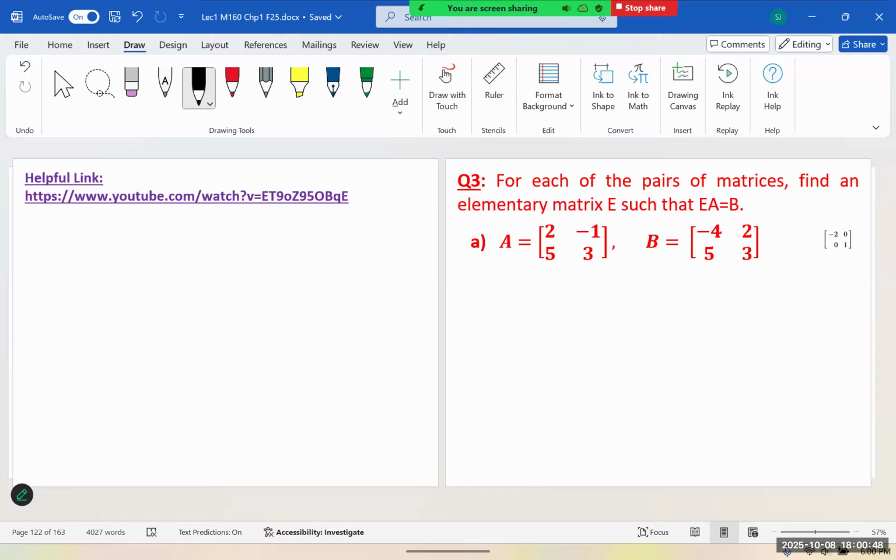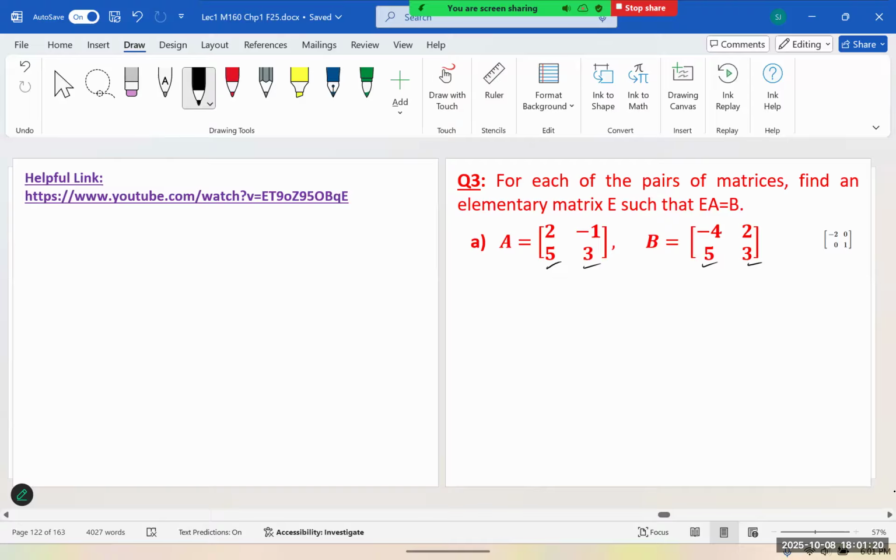When you compare A with B, we need to figure out what row operation we applied on A so that it turns into B. And we're going to apply the same row operation on the identity matrix. So we have 5 and 3 on the bottom. So our A, let me read it row wise. A matrix is 2, negative 1, 5, 3. B matrix is negative 4, 2, and 5, 3, row wise.